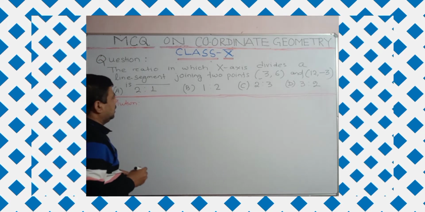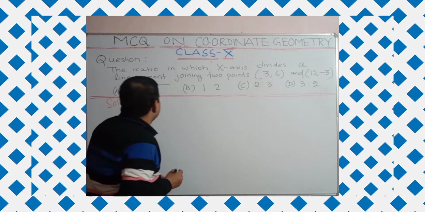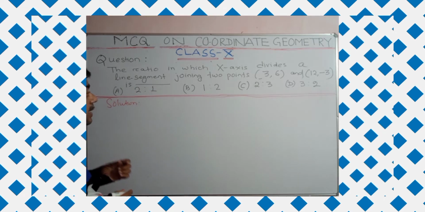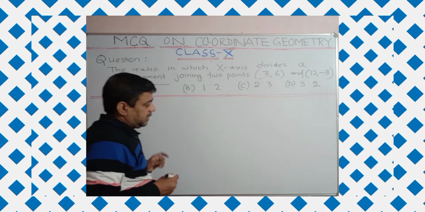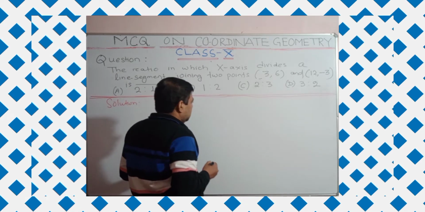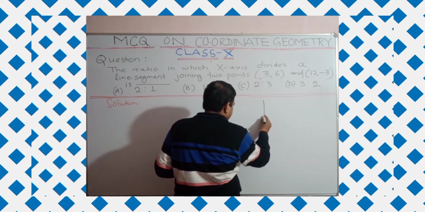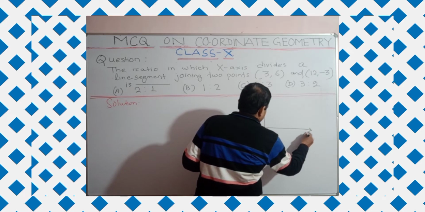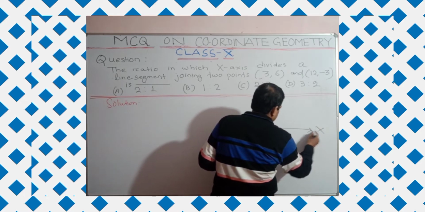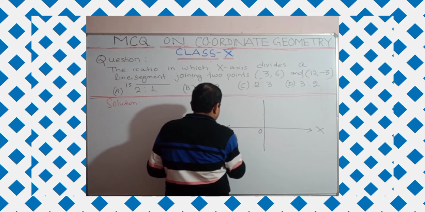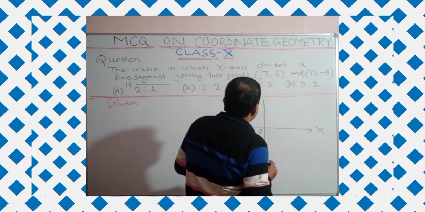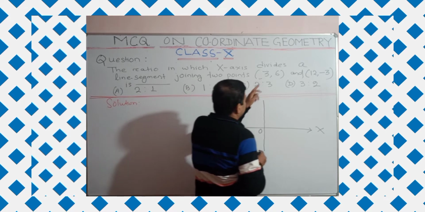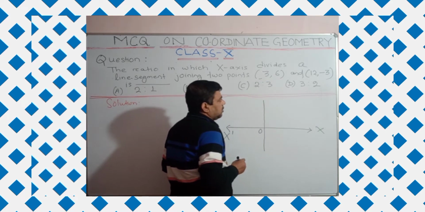Okay, so here it is saying that you have to find the ratio in which the x-axis divides a line segment joining the 2 points whose coordinates are given. Let us do the diagram first of all, students. Here this is the coordinate axis and this is the x-axis. This x-axis divides the line segment joining the points whose coordinates are (3, 6) and (12, -3).